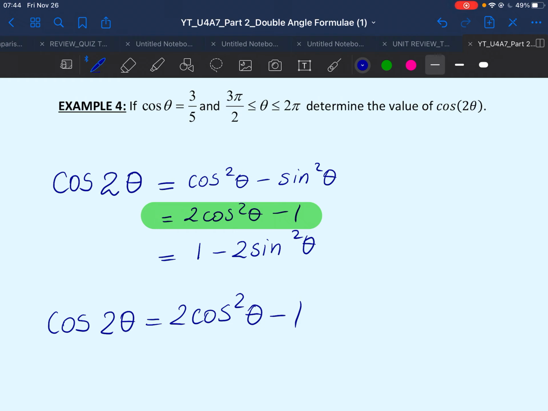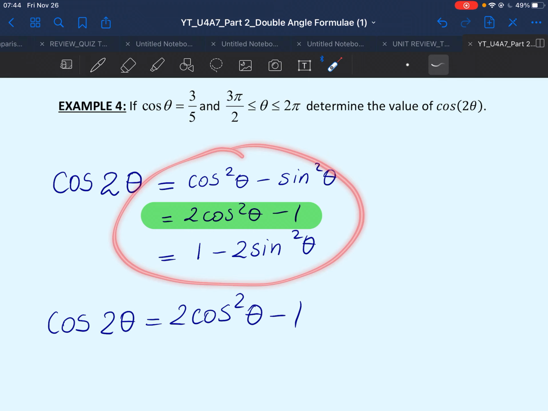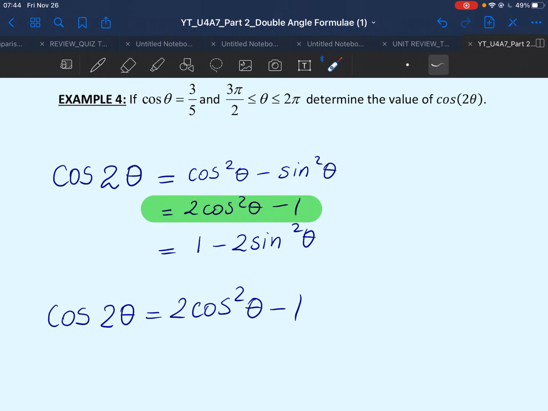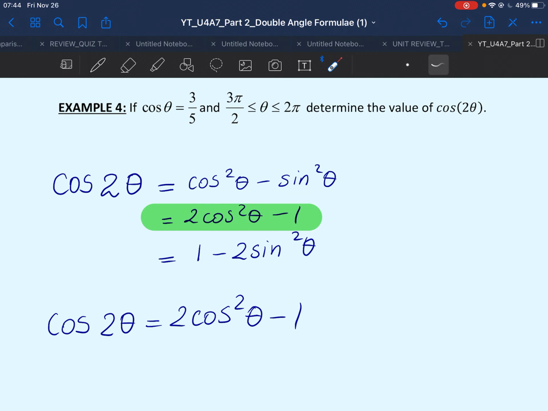Remember that when you are answering these questions on a test, you don't really have to go through this process, right? So we're just explaining things for now. But I would start off my solution by writing out the formula cos 2 theta equals 2 cos squared theta minus 1. And now I will think, what do I have in here? But I want to substitute the values.